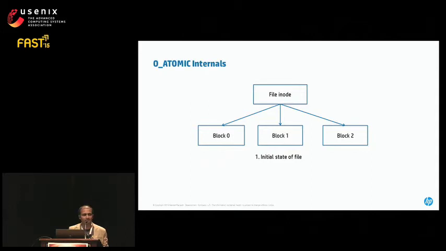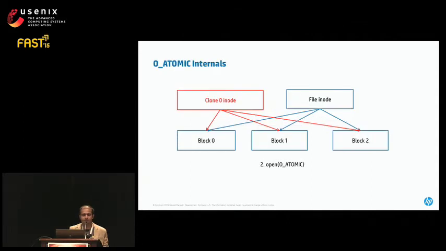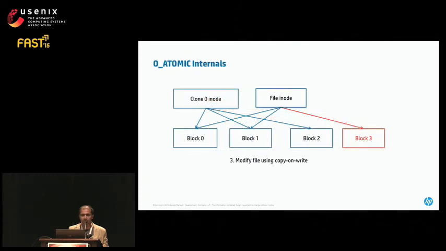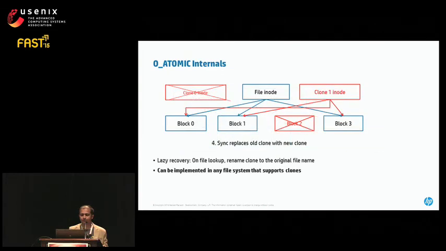So coming to how we implemented this in the file system, we use clones, which are writable snapshots. When we open a file with O_ATOMIC, a clone of that file is made under the hood. When a modification occurs to a file, we use a copy on write mechanism, and the original file gets a copy of the block, whereas the clone points to the original block. And when the user calls a sync, we delete the old clone and a new clone is created.